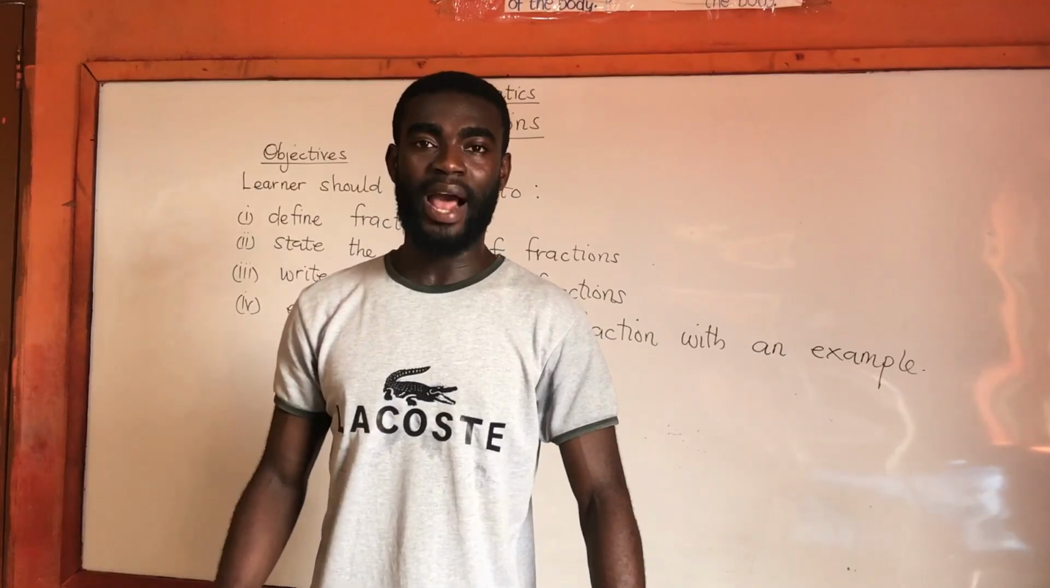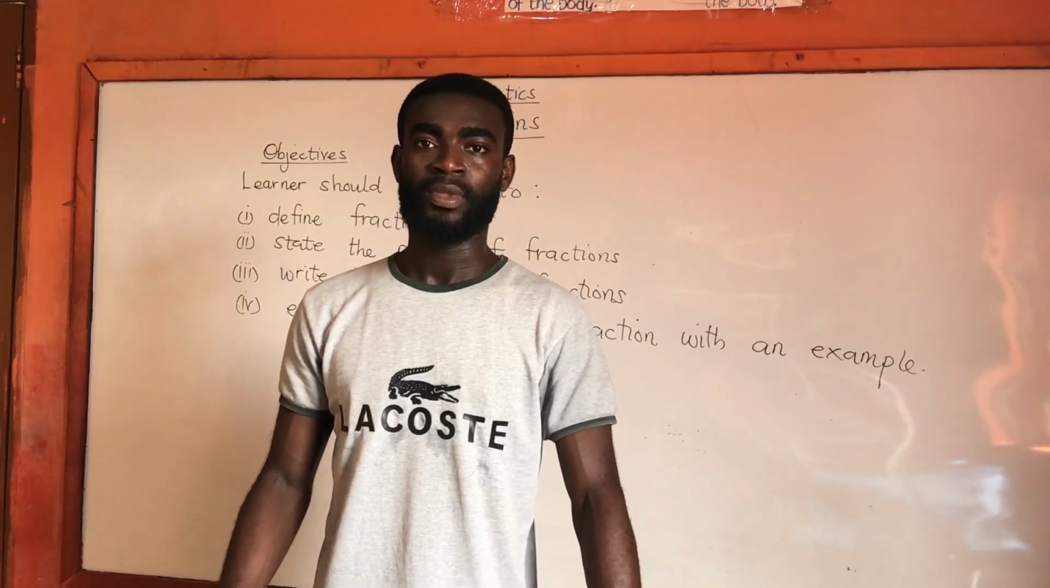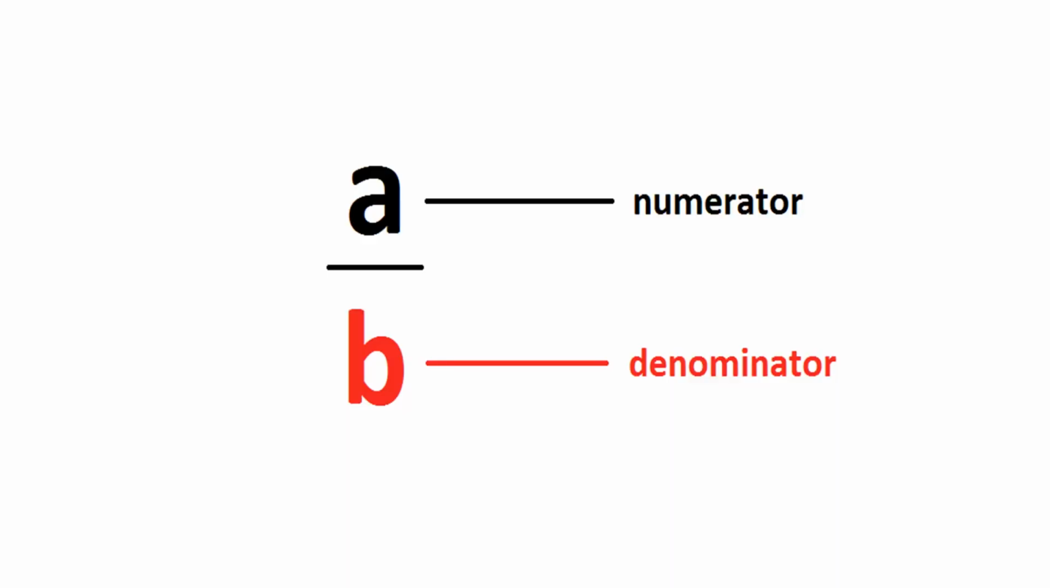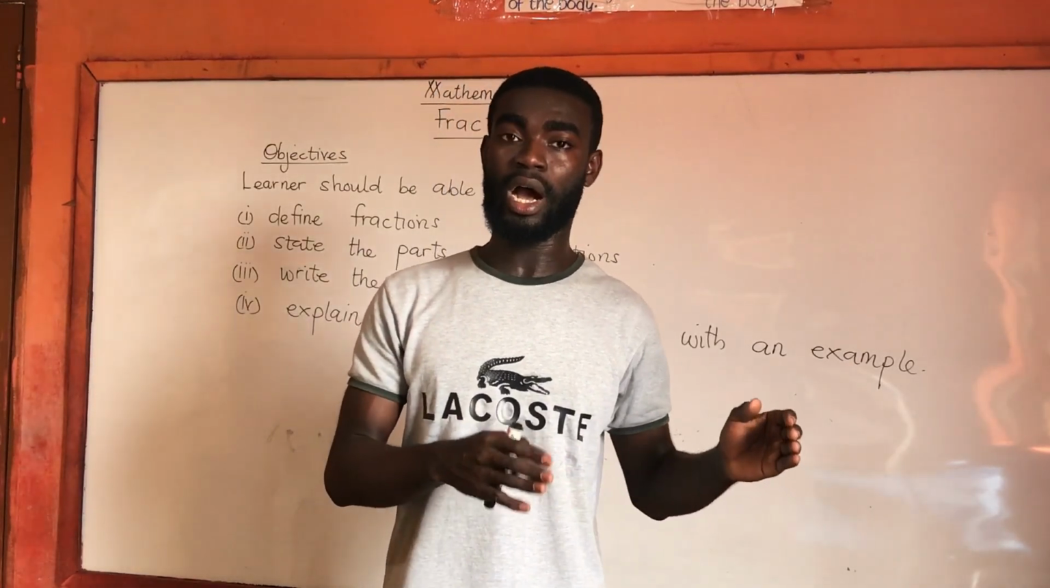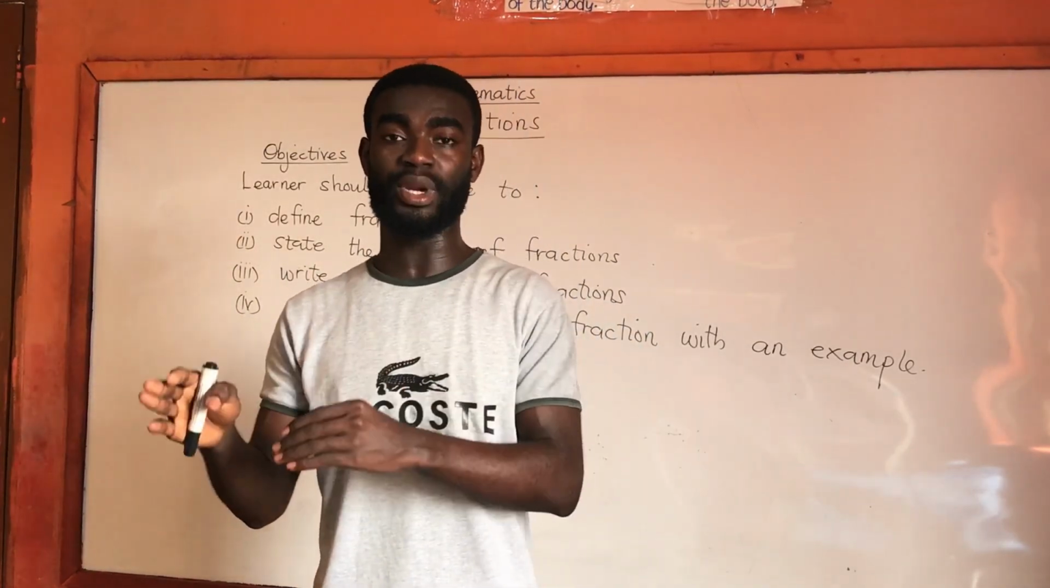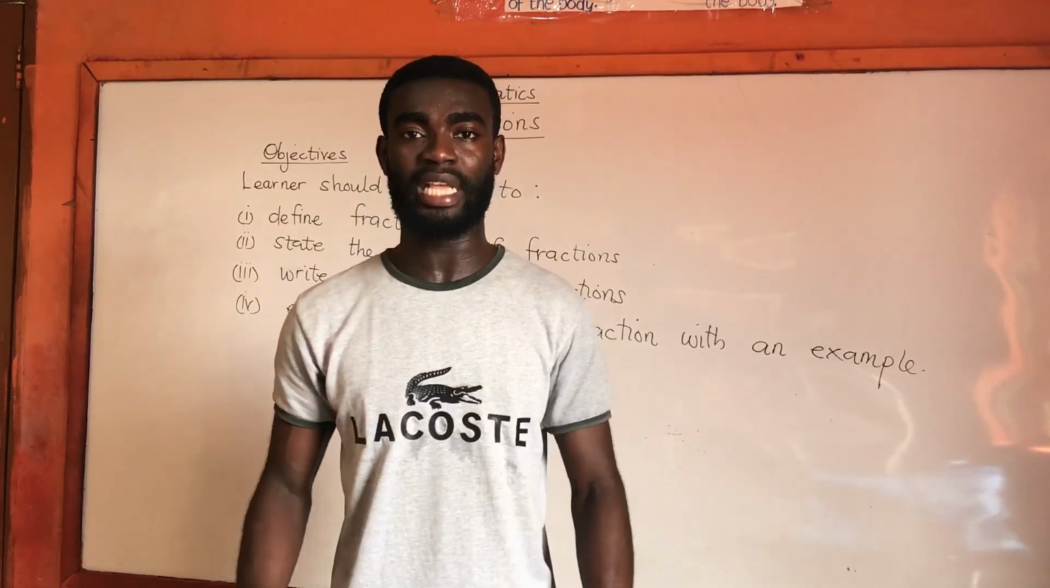Now let's look at the parts of a fraction. Now we know that fractions are always represented as A out of B, meaning something over something. Now the A as it is on your screen is the numerator and the B is the denominator as shown on the screen. So that is the part of a fraction. So fraction has two basic parts, which is the numerator and the denominator.